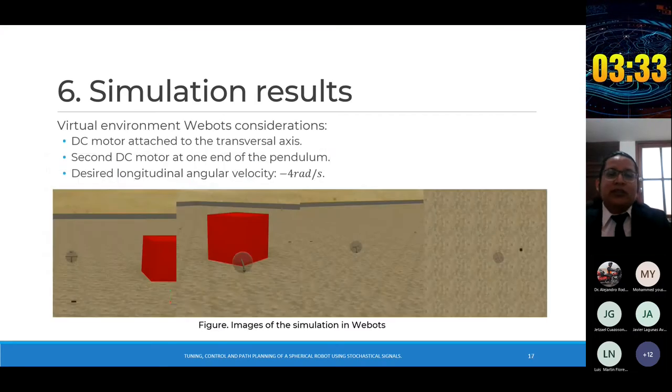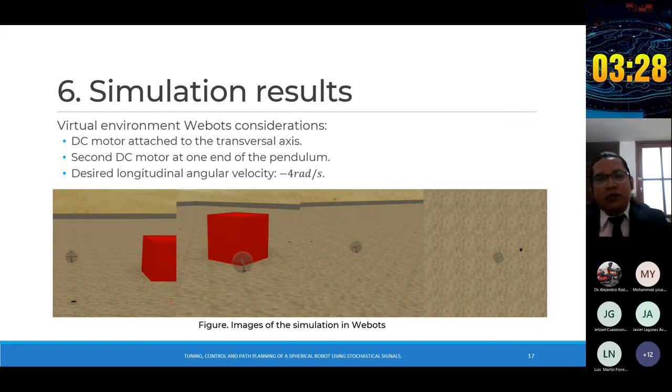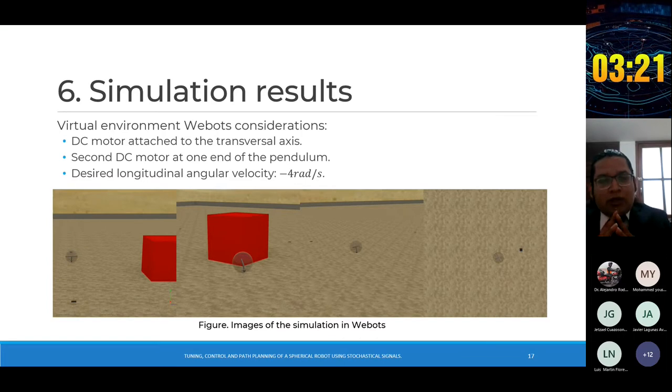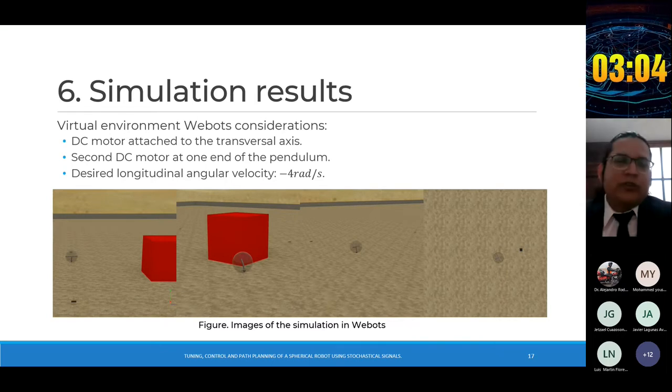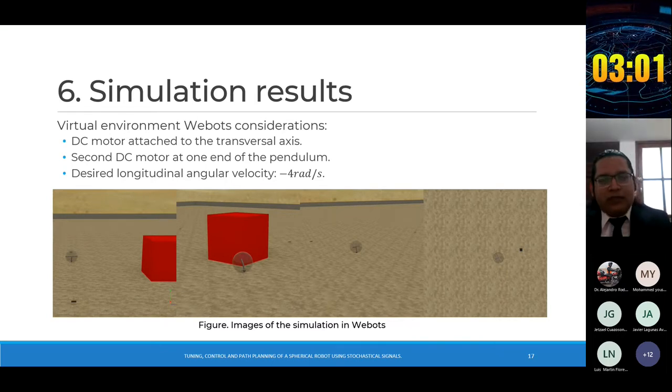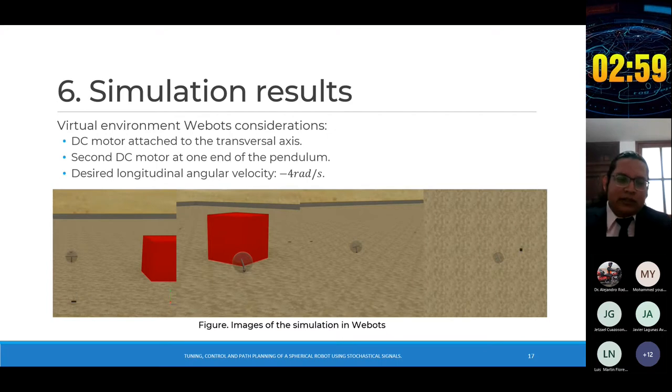So we are simulating these results in a virtual environment with Webots. And we have to consider that the first DC motor is attached to the transversal axis to perform longitudinal motion, and the second motor is attached at the end of the pendulum, where the axis and the pendulum are crossing. And the desired longitudinal angular velocity is plus 4 rad per second.